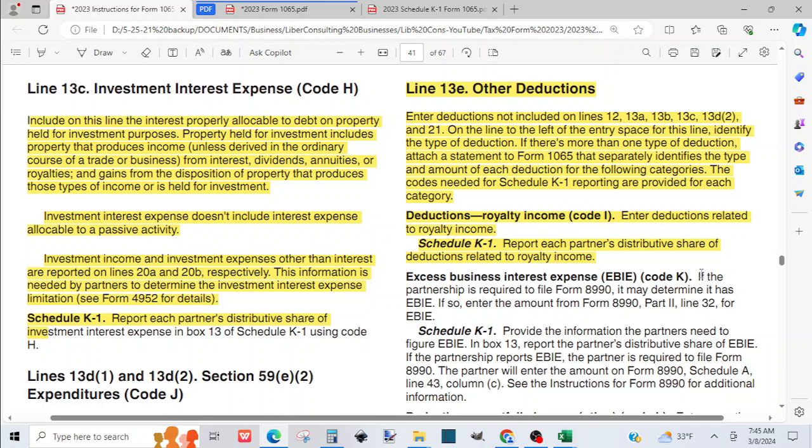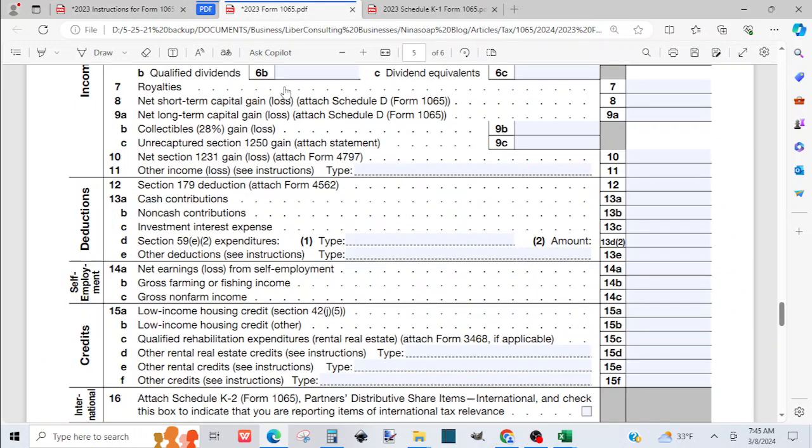So royalty expense related to royalty will go on line 13E. If we go back, the royalty income will go on line 7 of Schedule K, and the expense related to royalty will go on line 13E, other deduction, and you can just type royalty debt. That's the only thing.